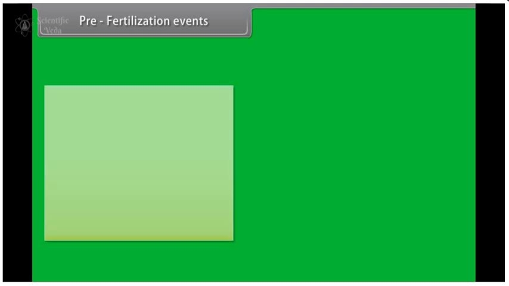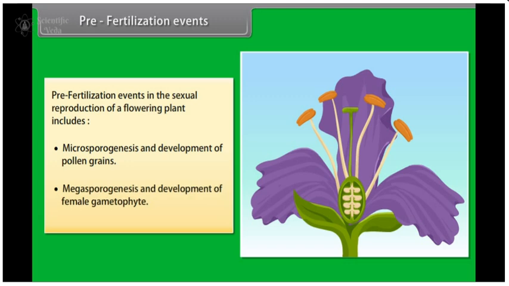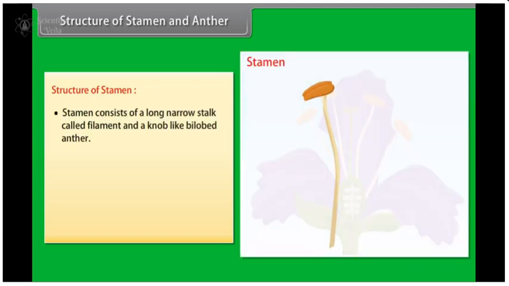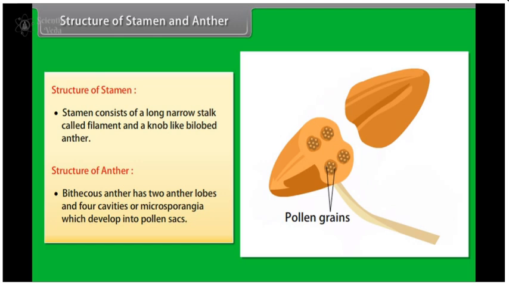Pre-fertilization events. Pre-fertilization events in the sexual reproduction of a flowering plant include microsporogenesis and development of pollen grains, megasporogenesis and development of female gametophyte. Structure of stamen and anther. Stamen consists of a long narrow stalk called filament and a knob-like bilobed anther. Structure of anther. A typical bithecous anther has two anther lobes and four cavities or microsporangia which develop into pollen sacs.